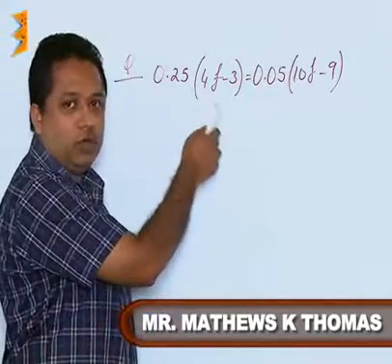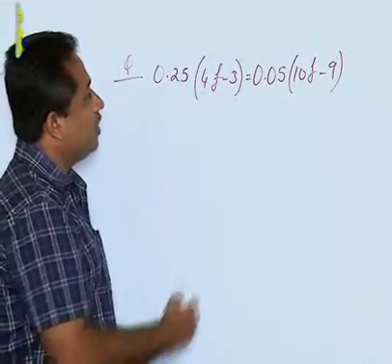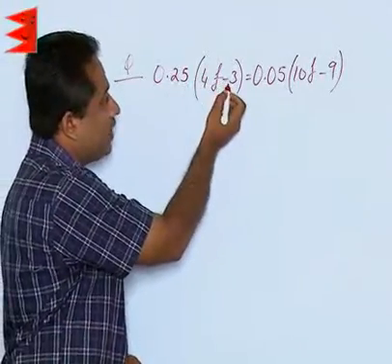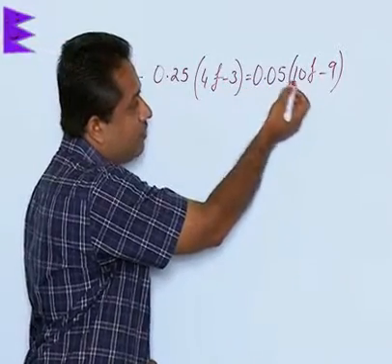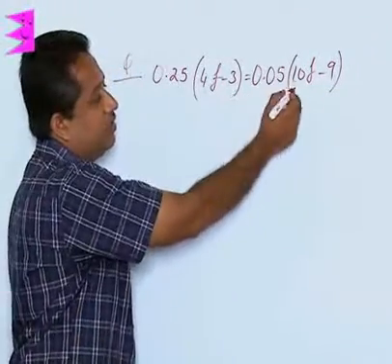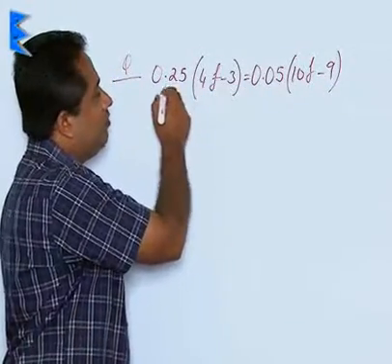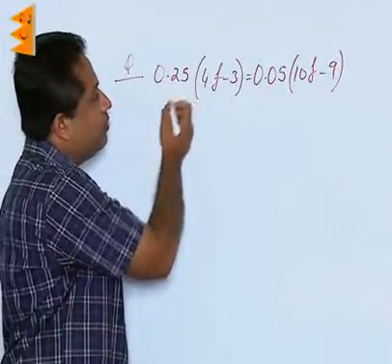The brackets have to be opened. So multiply 0.25 into 4f, then multiply 0.25 with minus 3, then multiply 0.05 with 10f and 0.05 with minus 9. The signs are very important here. You will have to do the correct multiplication. So let us look at this step by step.